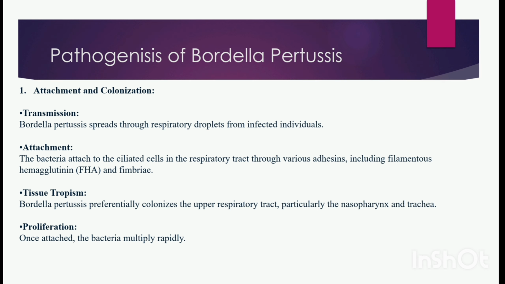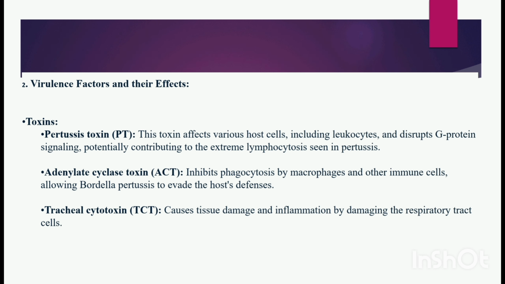Proliferation. Once attached, the bacteria multiply rapidly. Virulence factors and their effects. Toxins. Pertussis toxin affects various host cells, including leukocytes, and disrupts G protein signaling, potentially contributing to the extreme lymphocytosis seen in pertussis. Adenylate cyclase toxin inhibits phagocytosis by macrophages and other immune cells, allowing Bordetella pertussis to evade the host defenses. Tracheal cytotoxin causes tissue damage and inflammation by damaging the respiratory tract cells.